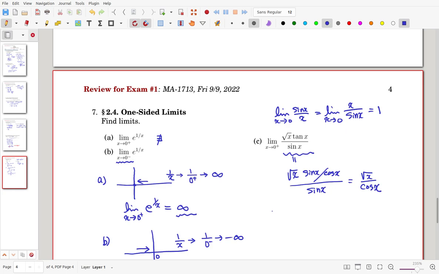So here the given problem is the same as the limit as x approaches 0 from the right, plus, of square root of x over cosine x. Now the top is approaching 0, and the bottom approaches 1, so eventually the limit must be 0. That's the final answer. Okay, this is the end of the review. Thank you.